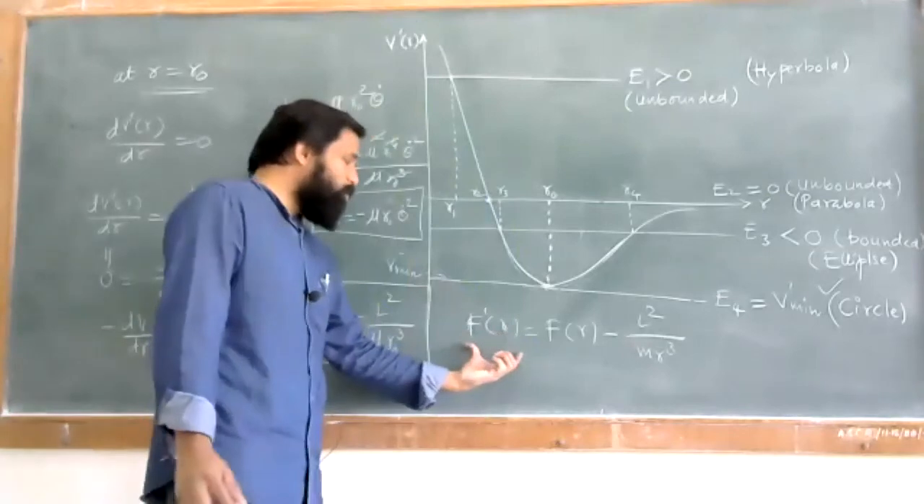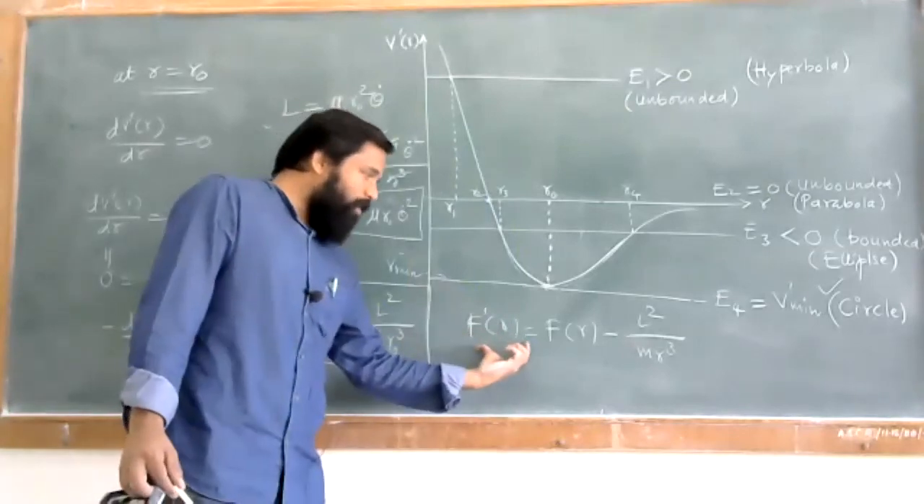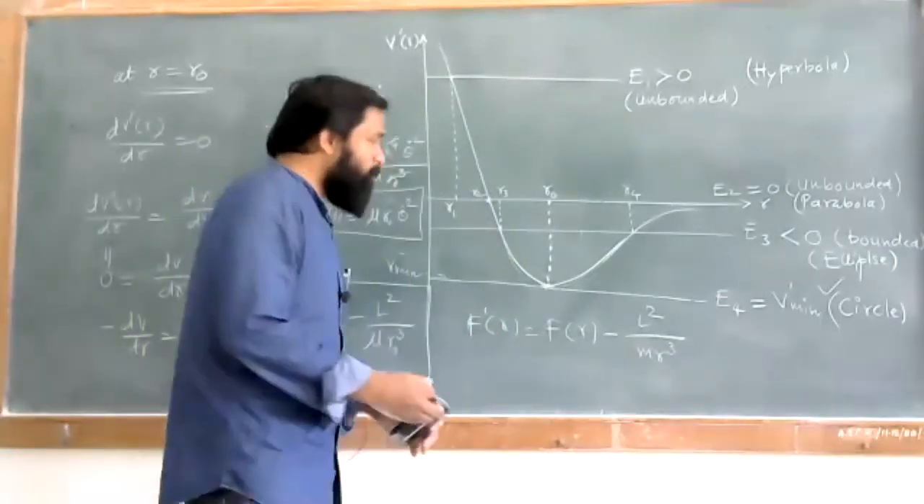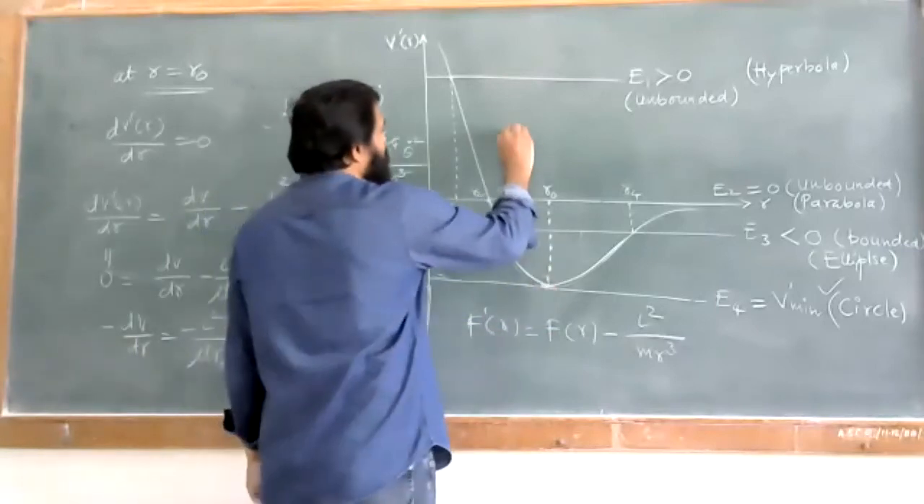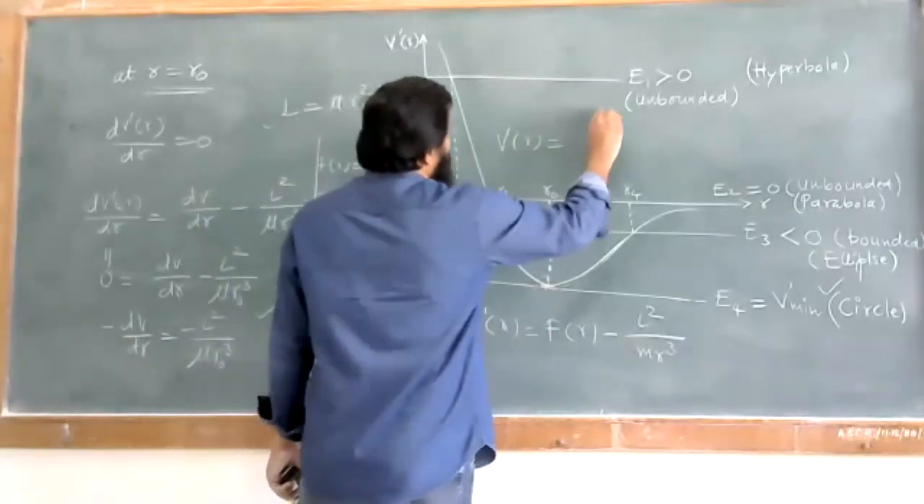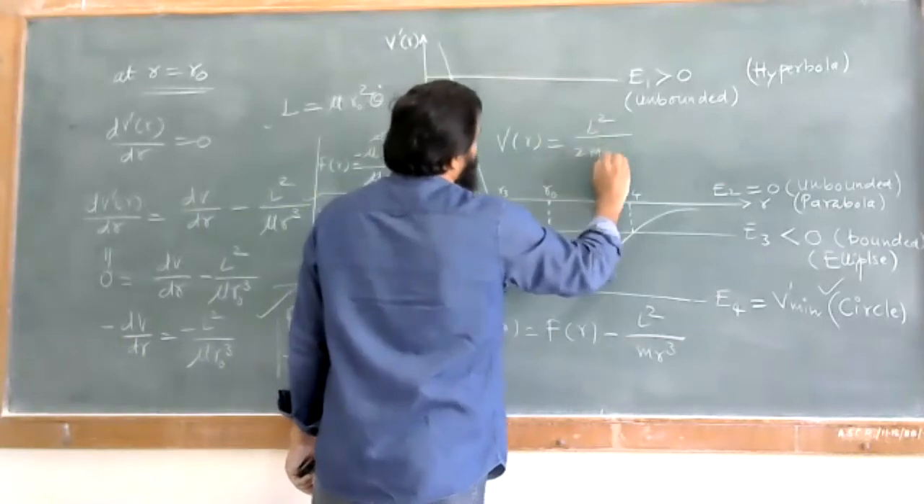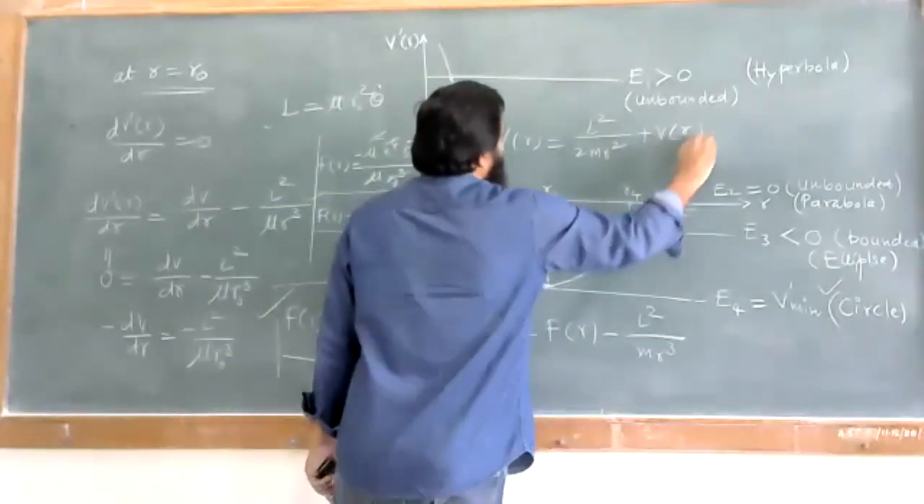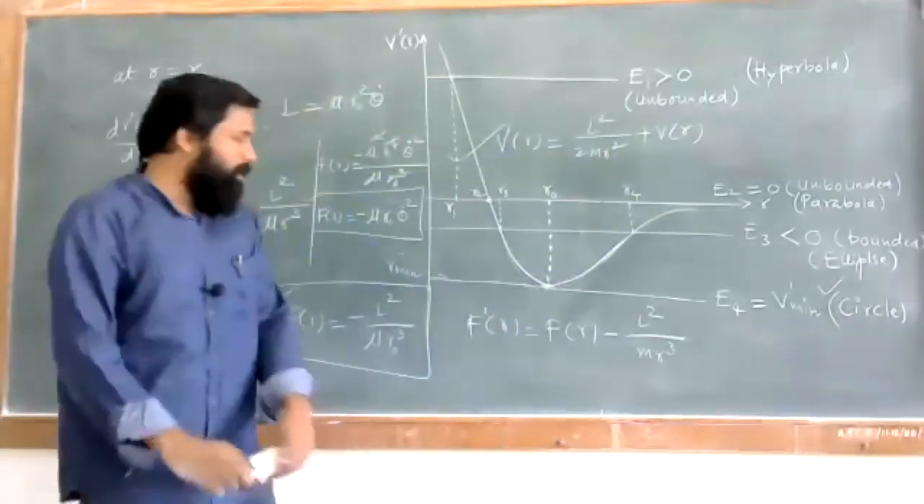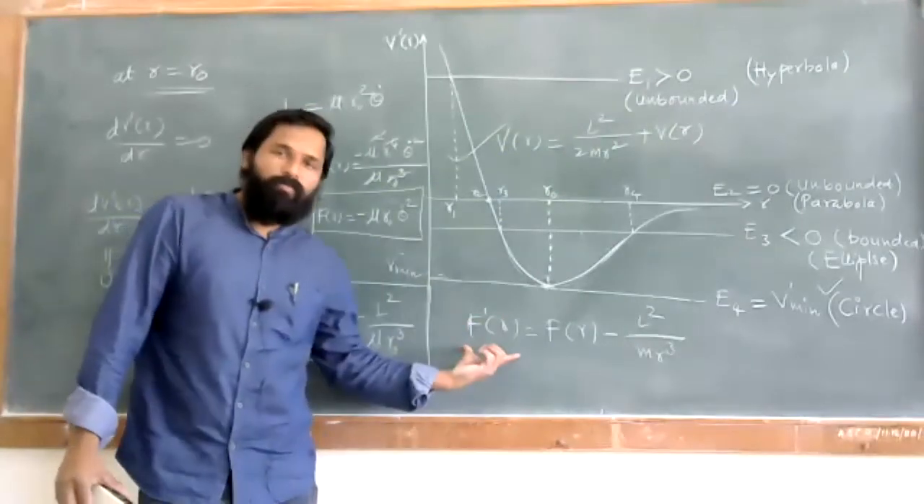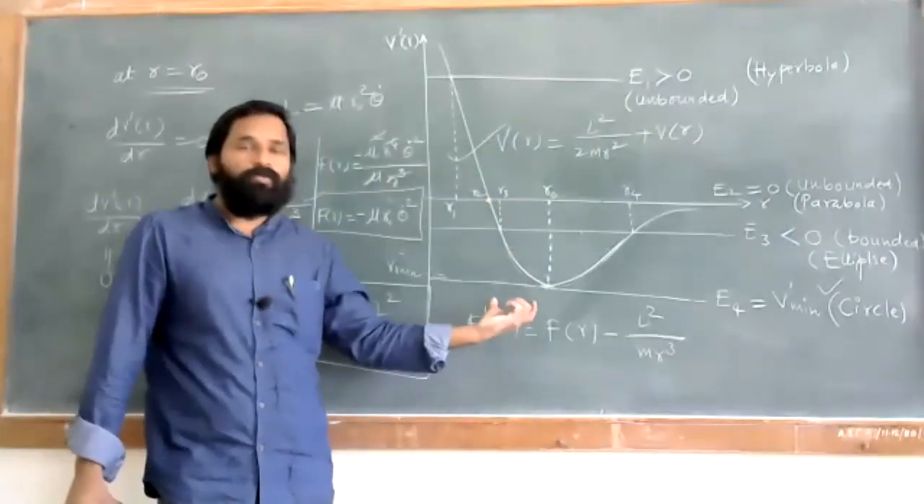So we can have these 2 points, f dash of r is equal to f of r minus L square upon m r cube, or we can have that v dash of r is equal to L square upon twice m r square plus v of r. This is the effective potential, this is the effective force. So this will represent your motion.